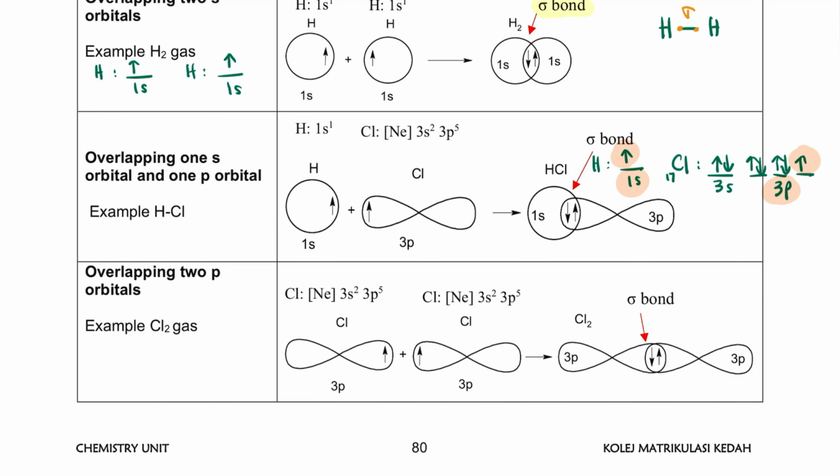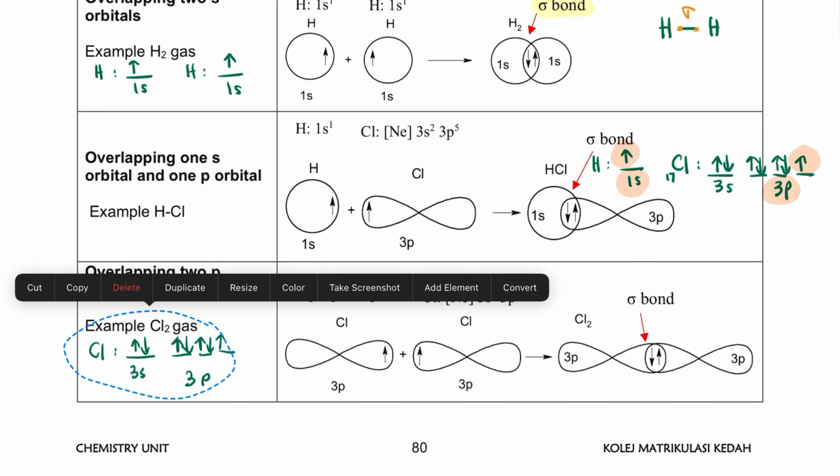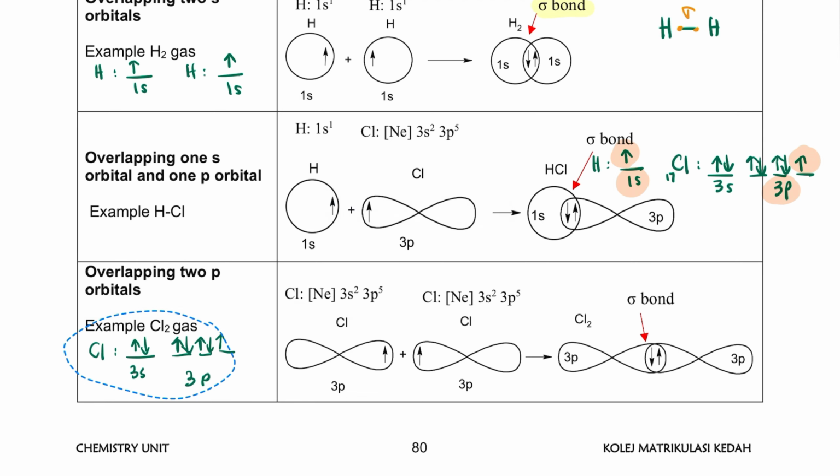Okay, let's look at the overlapping between two p orbitals. The example given is Cl2 gas. For Cl2 we write the valence electronic configuration, which is 3s2 and then 3p5, the same as before: 1, 2, 3, 4, 5. Since we have 2 Cl, this time the orbitals overlap between 3p and 3p, because here the unpaired electron is in 3p, and this one is also unpaired in 3p, since it is Cl. So the shape we have to draw, since it is p, is a dumbbell.